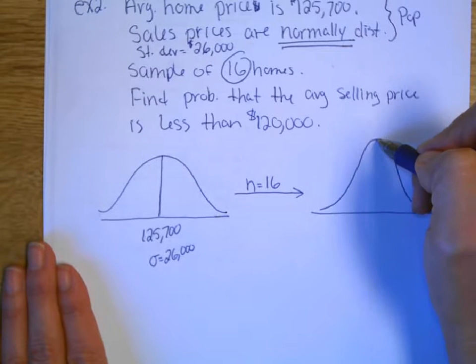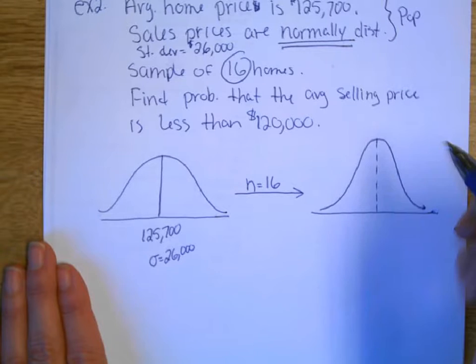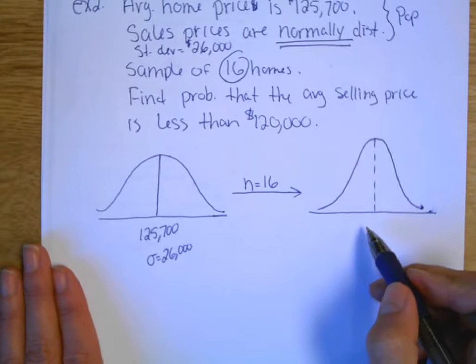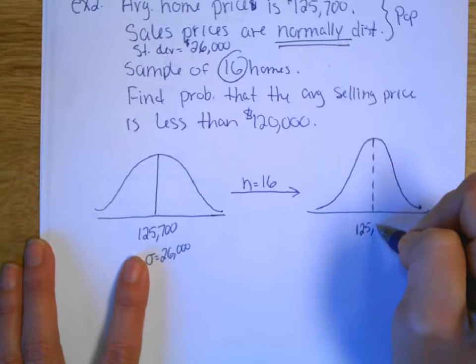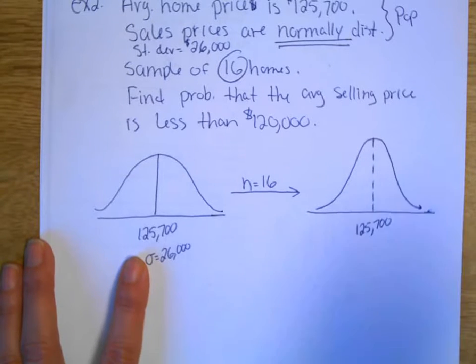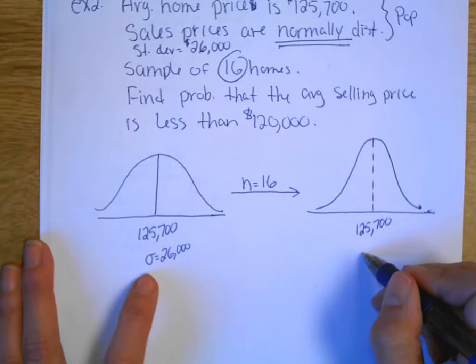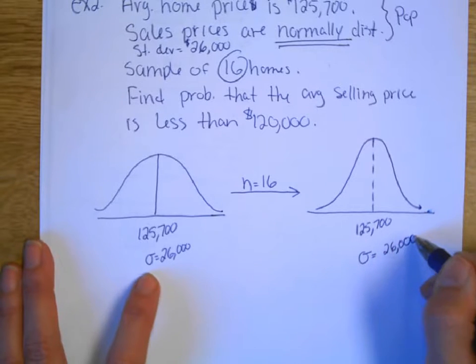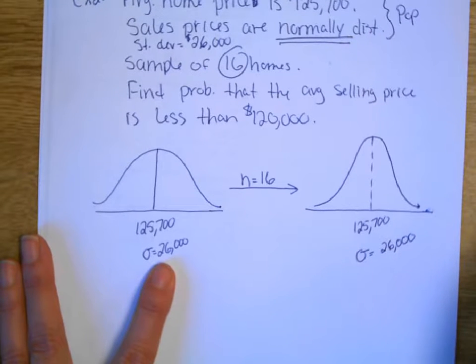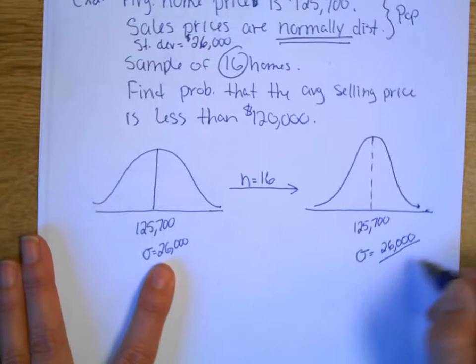So, here we go. We've got a mean. What's my mean of this new distribution? Same. 125,000. I'm going with that. How do I get the standard deviation over here that's making it a narrower graph? I'm going to take this standard deviation of 26,000 and divide it by the square root of 16.